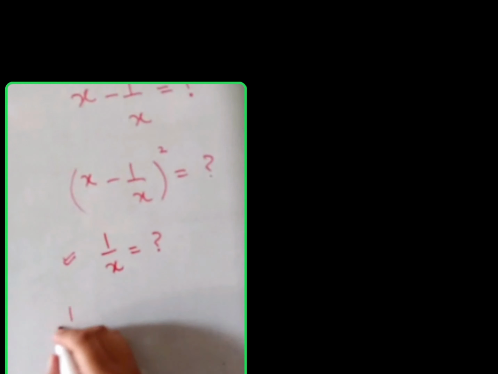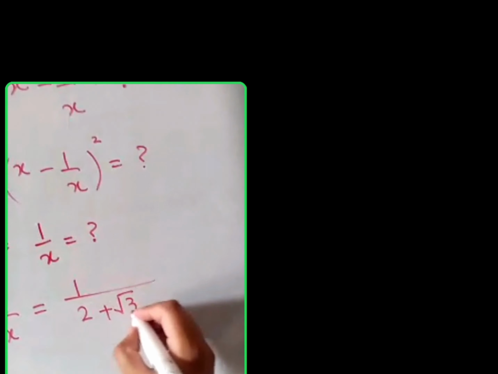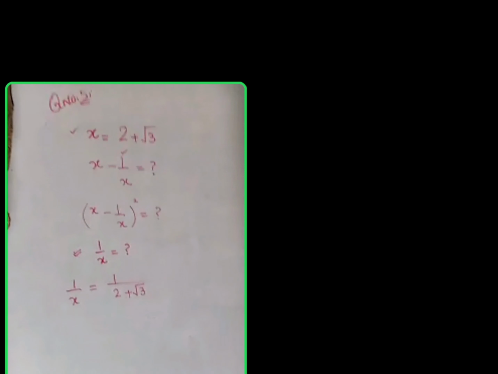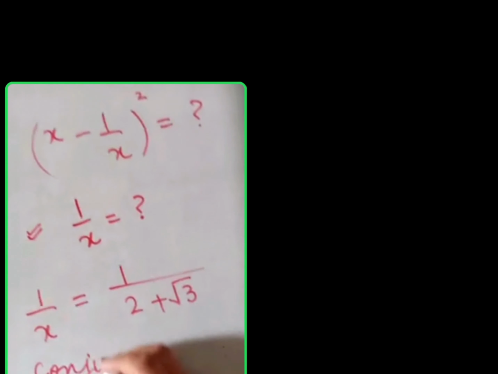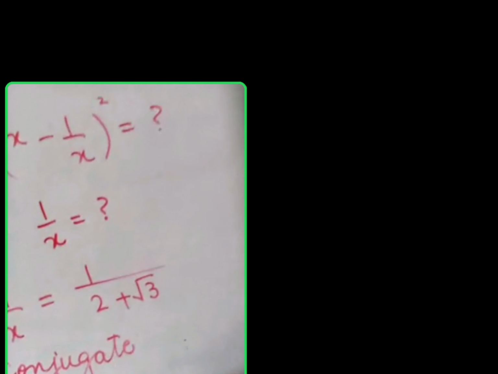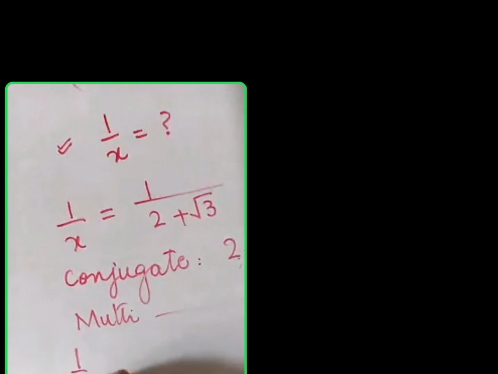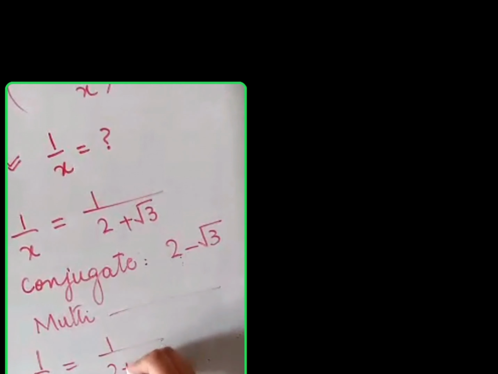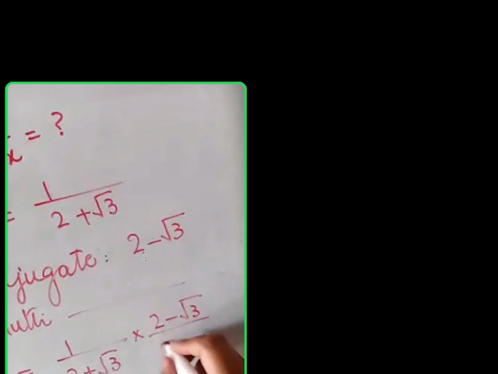Okay, so we will solve this. 1 by x means 1 divided by 2 plus square root 3. When we put this value in the denominator, it becomes irrational. Again, an irrational term is there, so you have to take its conjugate and make it rational. The conjugate will be 2 minus square root 3. Then you will write multiply and divide by it. I am not completing it, you will complete it yourself. Then 1 by x is equal to 1 divided by 2 plus square root 3 multiplied by 2 minus square root 3 divided by 2 minus square root 3. Is it okay? Yes, ma'am.